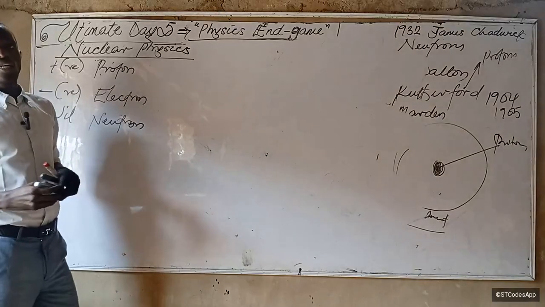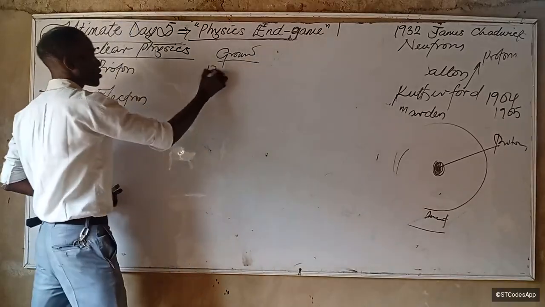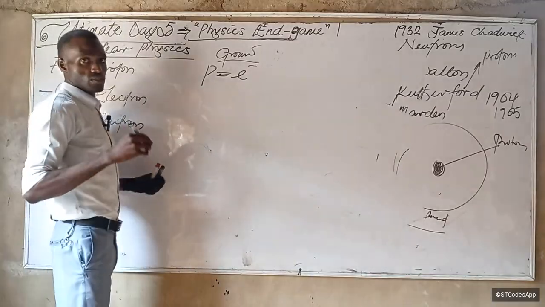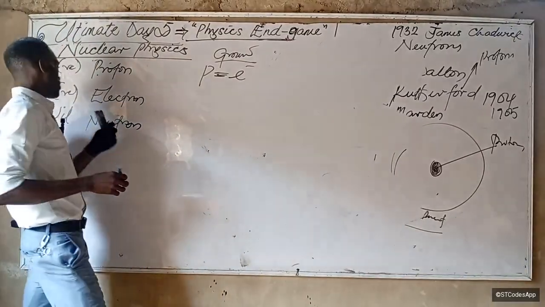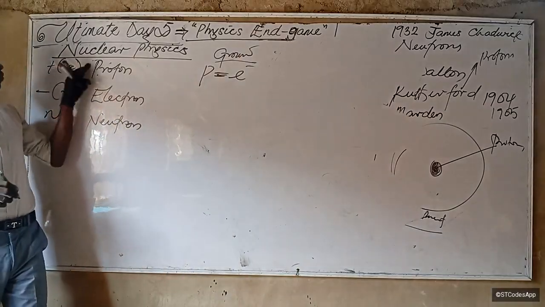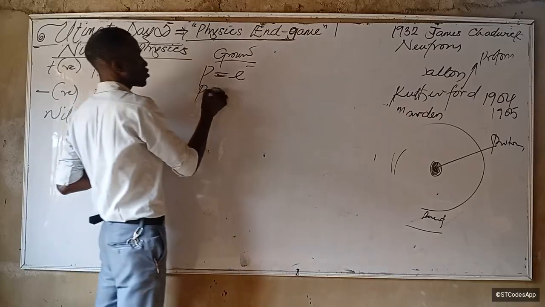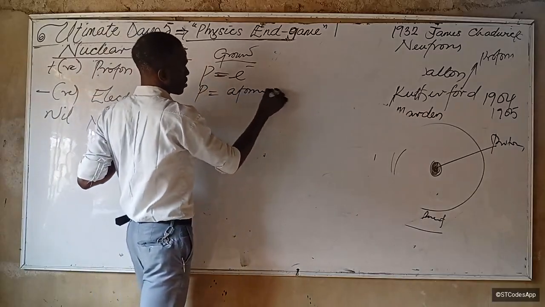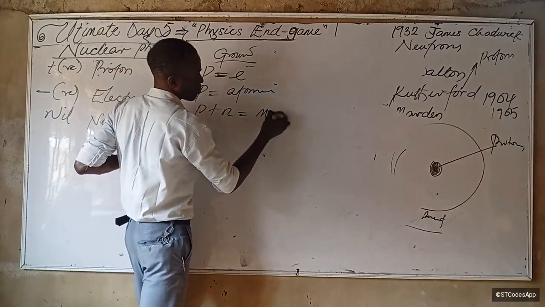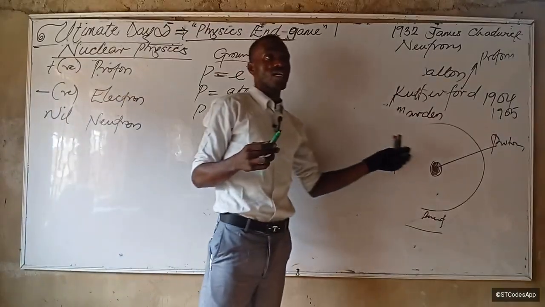Okay. Now, for an atom in the ground state, the number of protons is equal to the number of electrons. Is that okay? Yes, sir. For an atom in an excited state, proton and electron numbers are not equal. But we also know that the proton number is equal to the atomic number. Okay, but proton plus neutron make up the mass number.